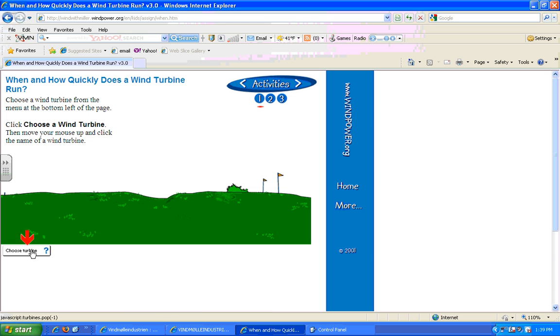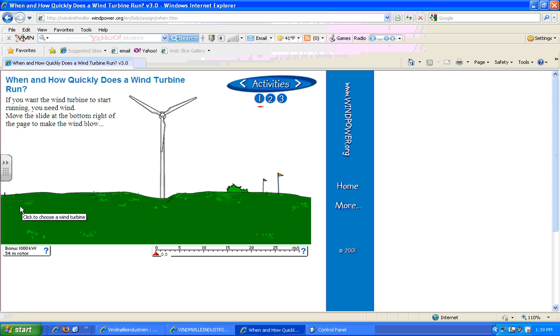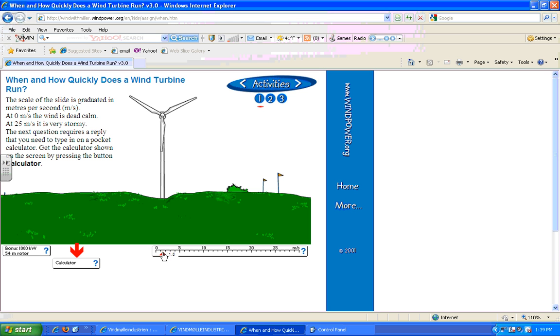Okay, this is a simulator. You pick a turbine. We can go with this 1000 kW, which is 1 megawatt. Down here you can control the wind speed. This small indicator here, you click and drag it to the right just to where the turbine starts to turn. So it looks like this turbine, it says 4, and that's meters per second. So it looks like this turbine is starting to turn at 4 meters per second.